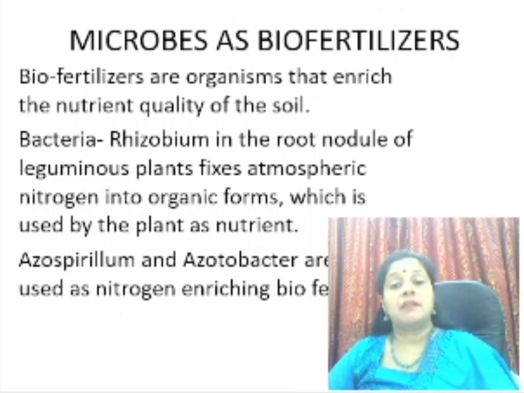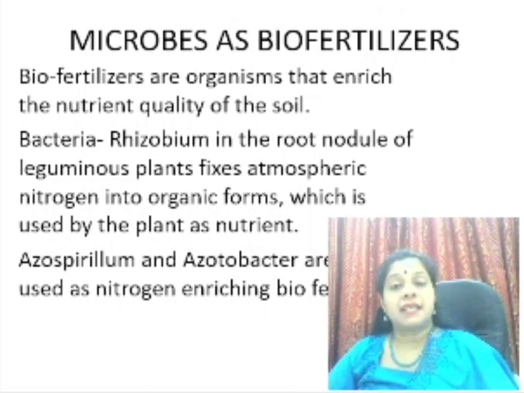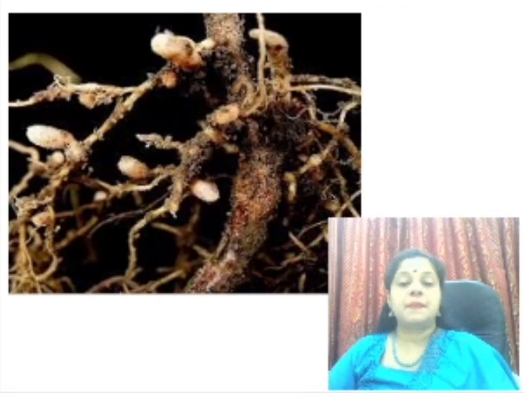First, it has to be converted into compounds in the soil. That is called nitrogen fixation. Who can do this? Bacteria like rhizobium. Other bacteria which can do this are Azospirillum and Acetobacter. So they are also used for enriching nitrogen in the soil. In this picture you are seeing a root which is infected with rhizobium. Once they infect the roots, they produce certain nodules. You can see some bulb-like structures. Inside that they live.